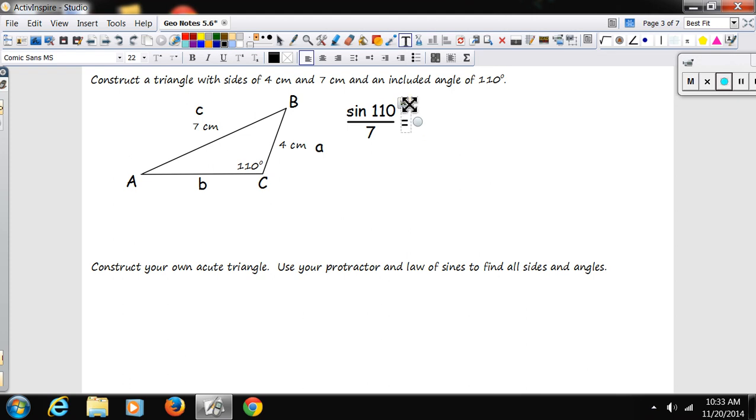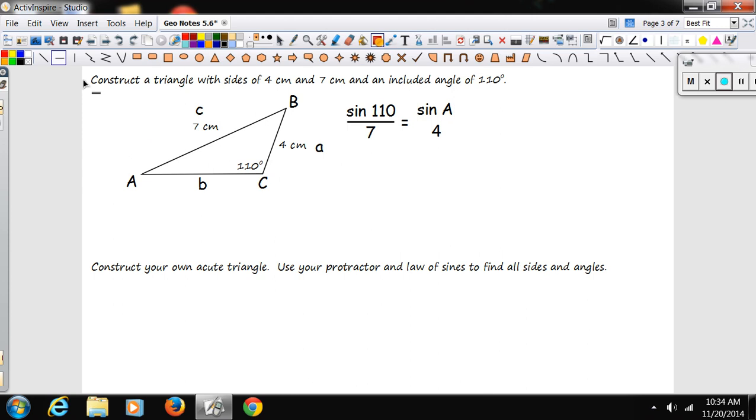And then what are we going to need to look for? What other letter do we have? We have little a. So I need to find what next? The angle a, right? So I got to put sine of capital A over the 4. Remember, the sign's going on top, the numbers are going on the bottom.